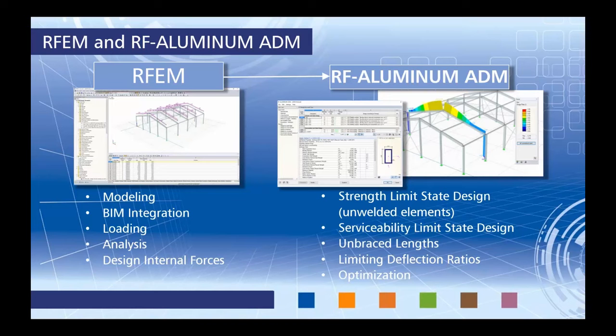Within RFEM, we can also utilize the add-on modules such as RF-ALUMINUM ADM. This has anything to do with a specific standard and providing you that code check. For today, for example, we will take a look at the strength limit state design for unwelded elements according to the ADM standard. But we can also check serviceability limit state design. With those two design features, we will input a lot of other information specific to the ADM standard that we haven't already entered in RFEM, such as unbraced lengths, limiting deflection ratios, and lastly, we can optimize the members.